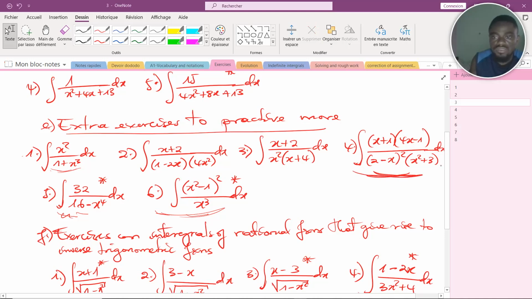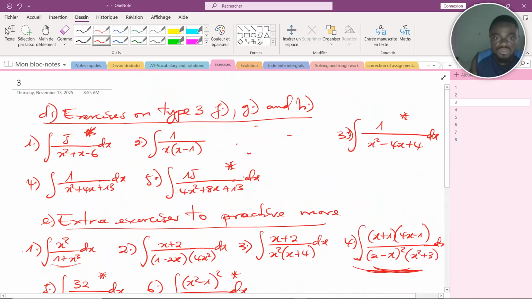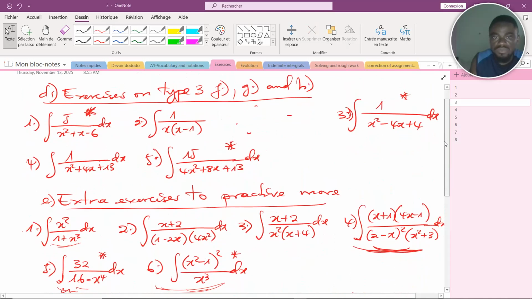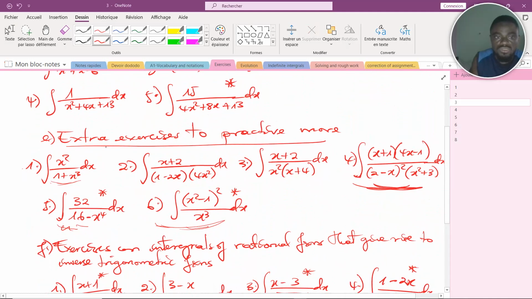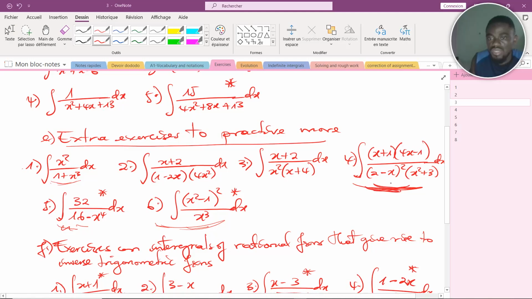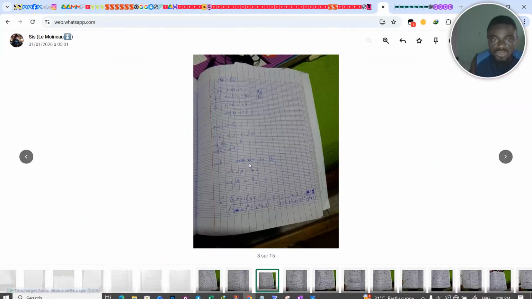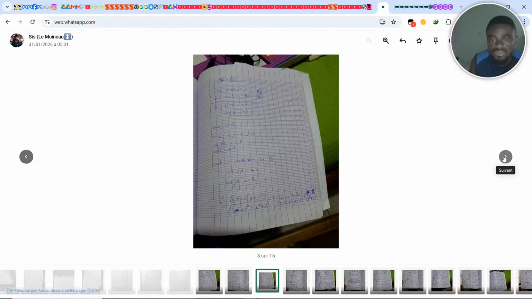This exercise was after the exercises on type 3, F, G and H. There was this extra exercise to practice more, exercise 4. Let me go to what you did. Let's go and see what you did. Let me see, where is it starting?